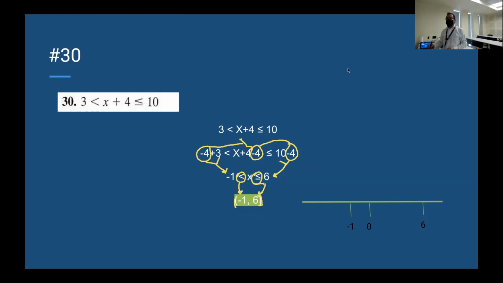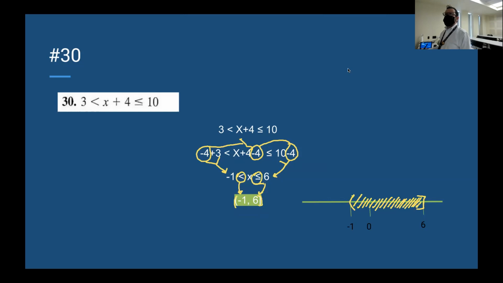Just a thing here, when we're representing it in the number line, what you do is put the values, but we're going to put a parenthesis here, a bracket here, and then we're just going to hash the interval so we can interpret the interval visually.